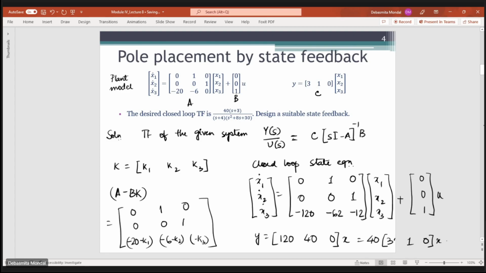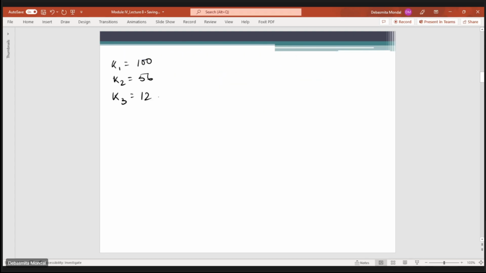So you will be 3, 1 and 0. In case you want to have a DC gain of 40, then what you have to do is take 40 out as common. So if we choose the DC gain to be 40, then we can write that the value of K will be equal to, this one will become 100 by 40. So this is equal to 2.5.